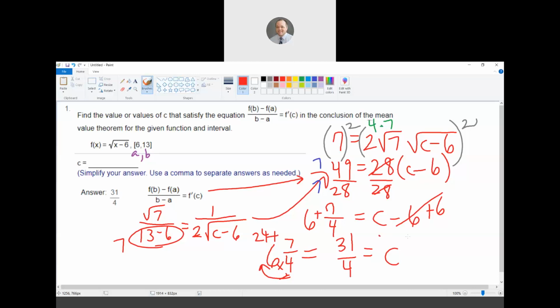And 31 over 4 is roughly 7.75, I believe. And 7.75 is between 6 and 13. So that means our C that we found satisfies the mean value theorem.